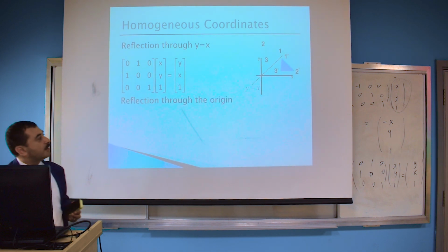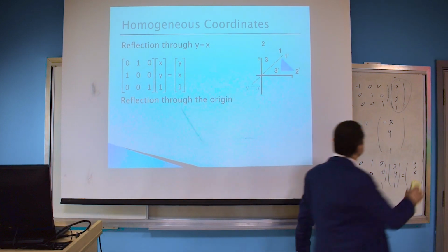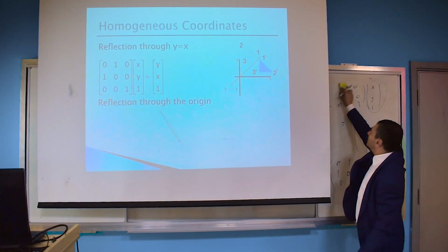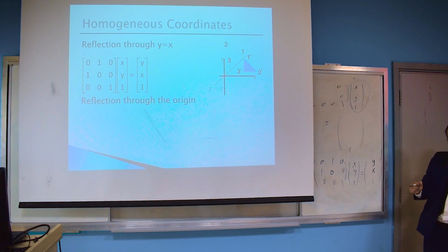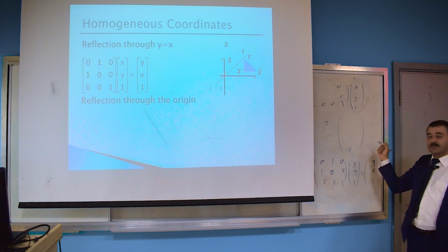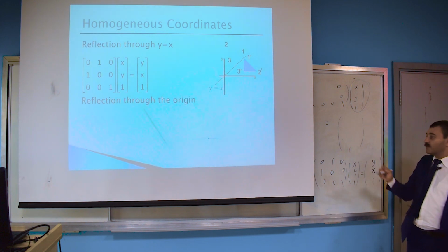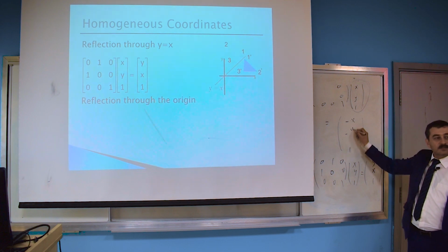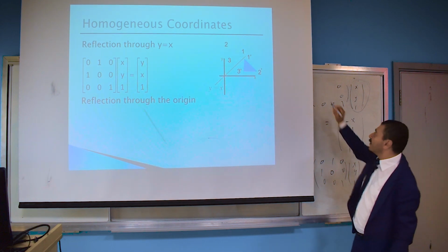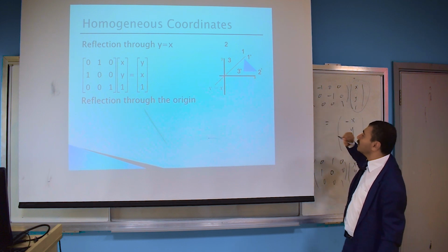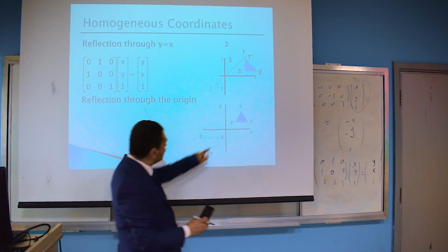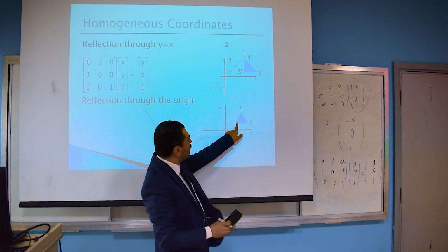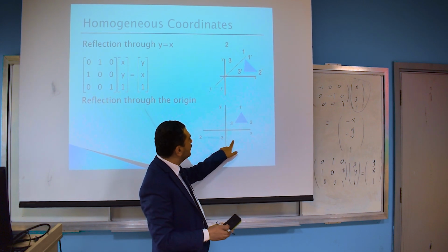What about reflection about the origin? So what happens to x and y? Instead of x, you'll get negative x. Instead of y, you get negative y. So you'll have negative x and negative y, right? So here negative 1, 0, 0, negative 1. Like this guy. This is the original object. So this point is transformed to this point. You change the sign of x, and you change the sign of y.